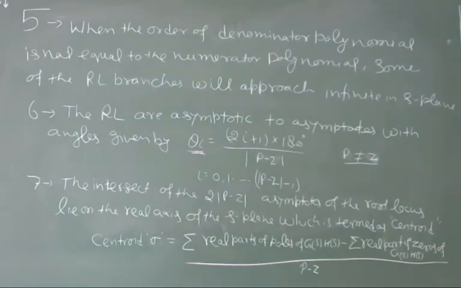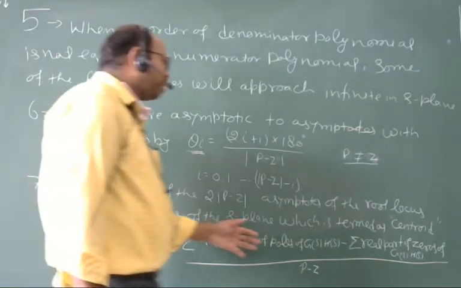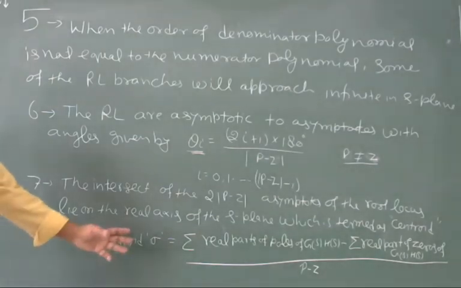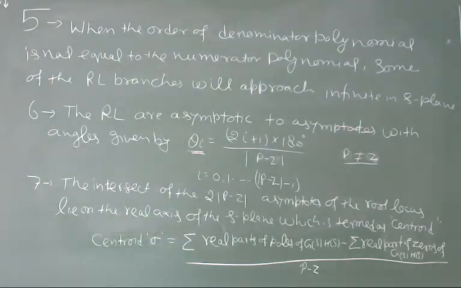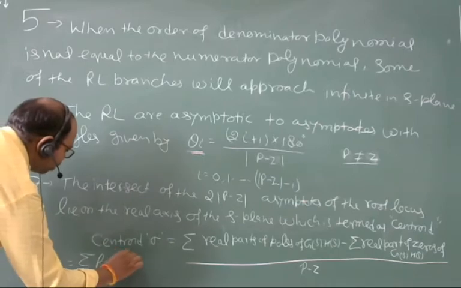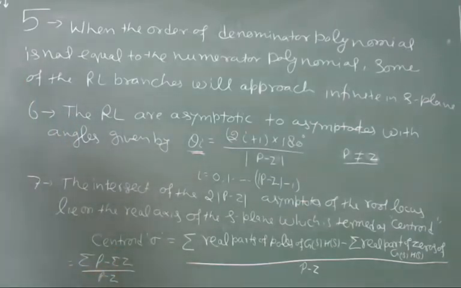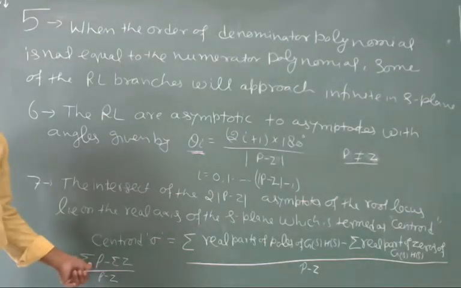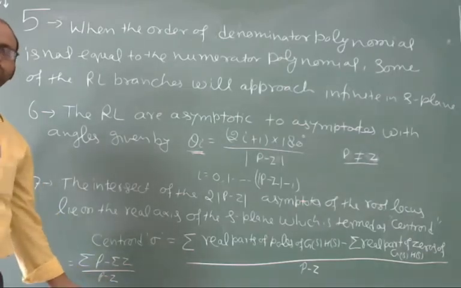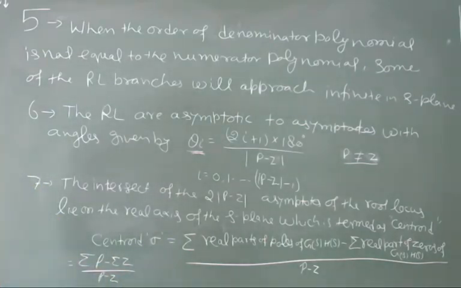So what is centroid? Centroid is the summation of real parts of poles of GSHS minus summation of real parts of zeros of GSHS divided by P minus Z. Or we can say that centroid is equal to summation of P minus summation of Z divided by P minus Z. Here summation of P is the summation of poles, summation of Z is the summation of zeros, and P minus Z means number of poles minus number of zeros. And then we get centroid.